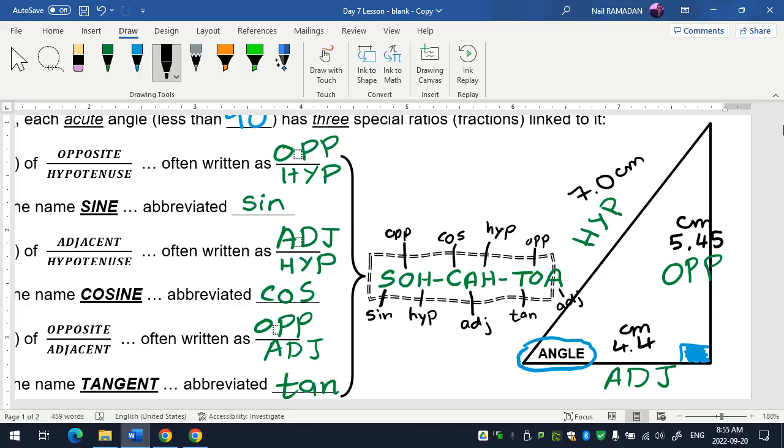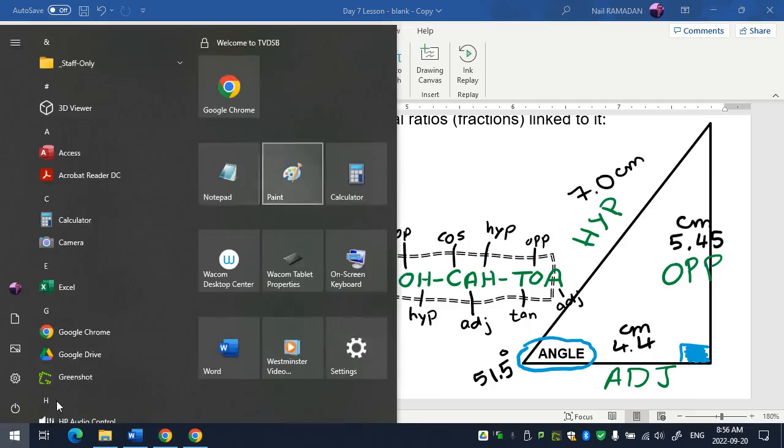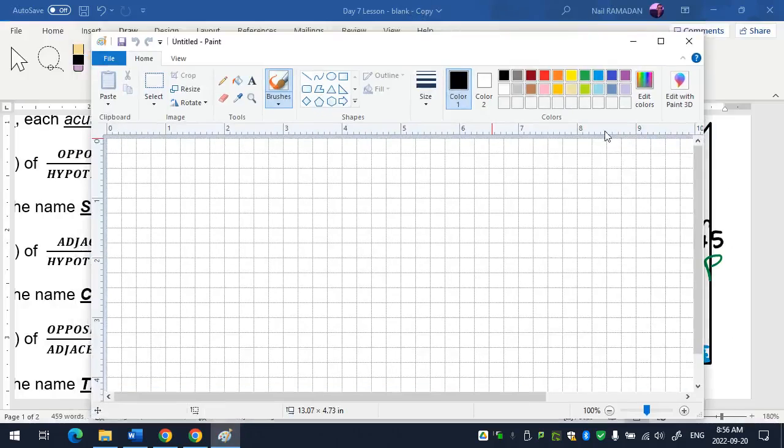So let's say, by the way, when we do the numbers, it's going to barely make a difference. But let's say I want to take everyone into account. So everyone go ahead and write 51.5 degrees right here. What I want to do now is something you do not need to write. I'm going to open Paint, and I'm going to run some calculations here.